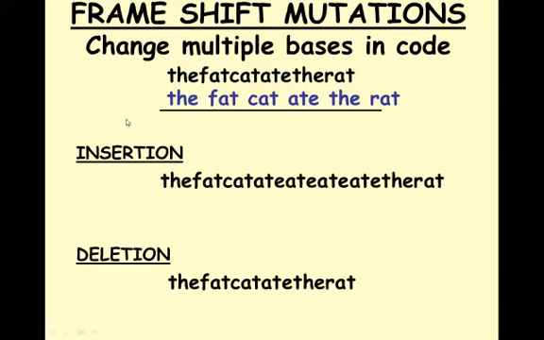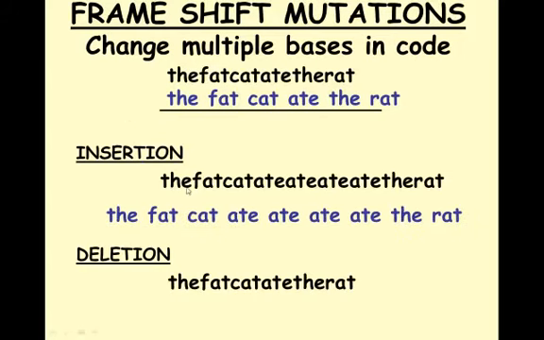If I add in an extra copy of part of that code, and I read now, the fat cat ate the rat. That would be what we call a duplication. We have extra pieces. I can still kind of tell what is going on in this little story, right?